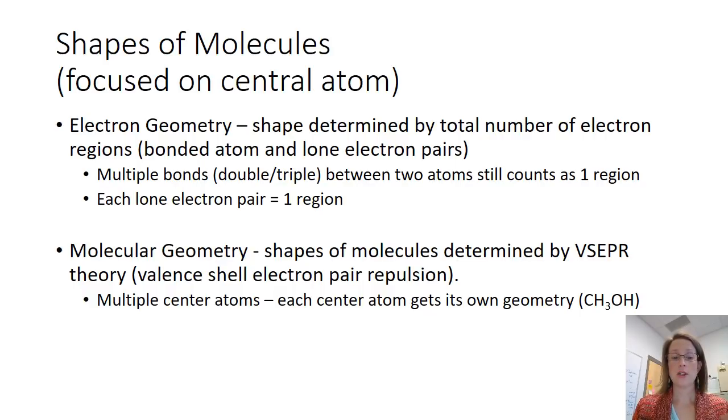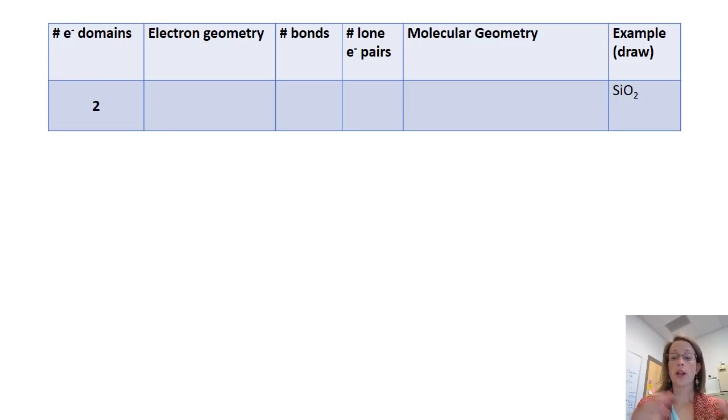One thing to pay attention to is what we call multiple center atoms. These are larger molecules that have two center atoms, and every center atom gets its own electron and molecular geometry. We're going to create a table and put all our information into it. I suggest stopping the video, creating this table, and making sure you leave enough lines to go through all of our slides.